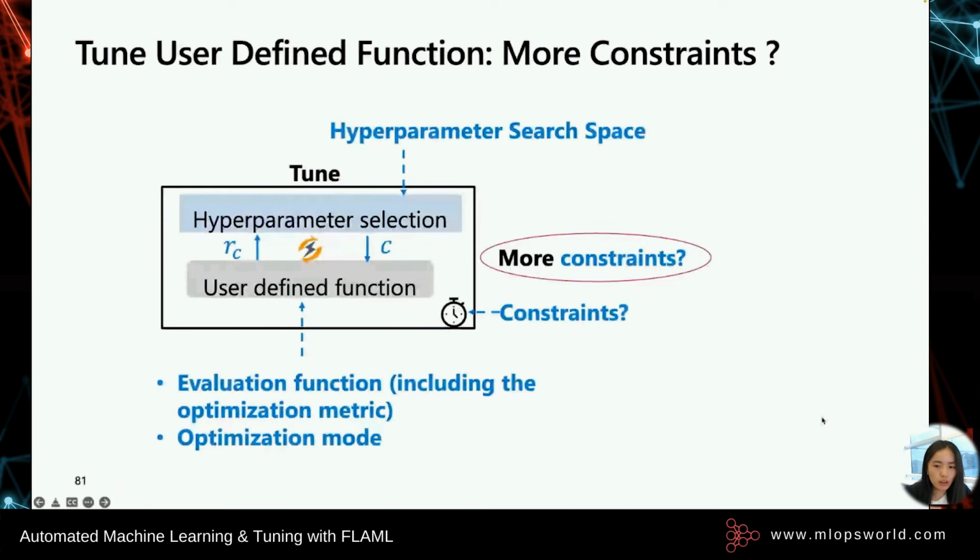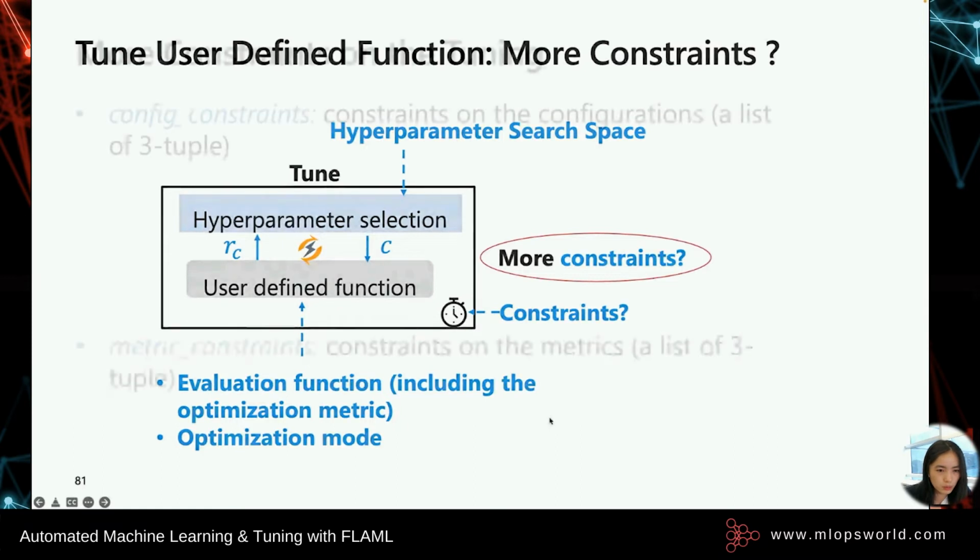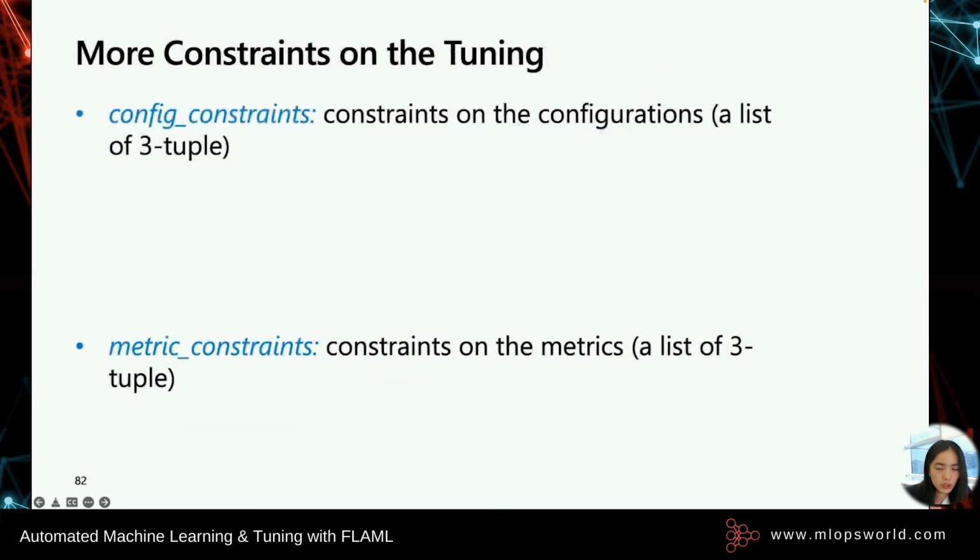Another important feature of Tune is the capability to accept various constraints. This actually directly contributes to AutoML's customizability on the constraints introduced before. In addition to the resource budget on the tuning process, you can specify these following two types of constraints.